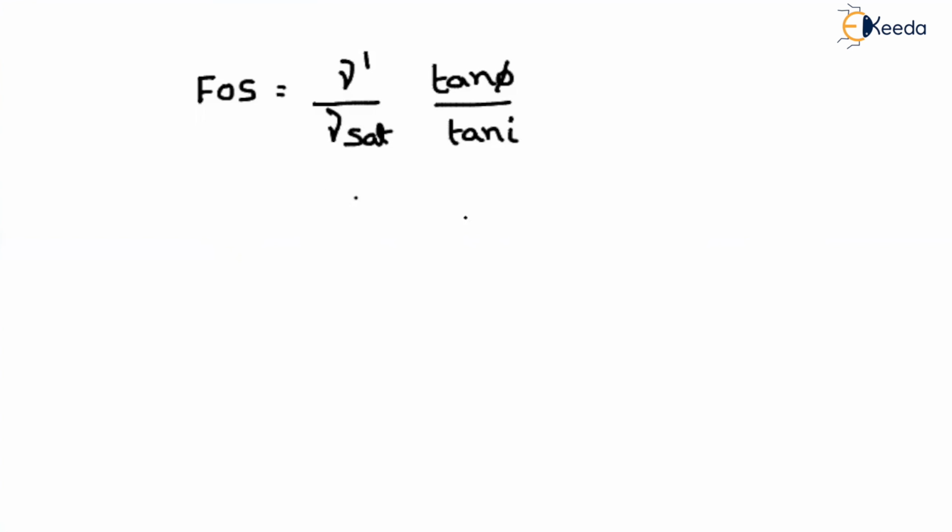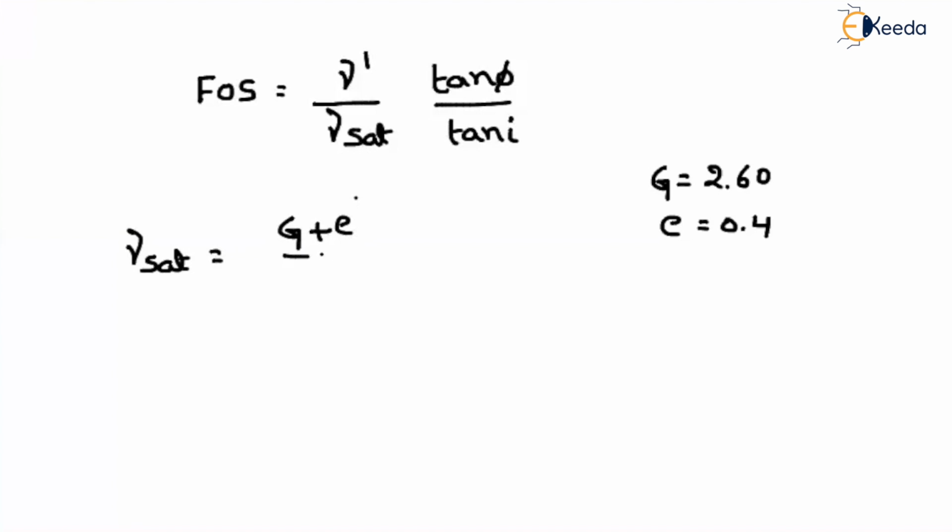What about gamma dash and gamma sat? Gamma sat is the saturated unit weight and gamma dash is the submerged unit weight. Did they give the values directly? No. But they have given G equal to 2.60 and void ratio equal to 0.4. If we know these two values, from the properties of the soil we can find gamma sat. The formula for gamma sat is (G plus e) divided by (1 plus e) into gamma W, where gamma W is the unit weight of water.